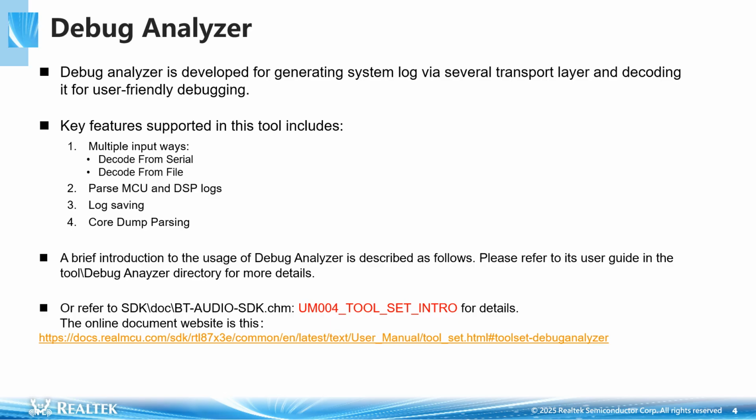A brief introduction to the usage of the Debug Analyzer is provided here. For more detailed information, please refer to the user guide located in the Debug Analyzer directory within the tool folder. Alternatively, you may consult the documentation available in the SDK directory, under Doc, in the file named btaudiosdk.chm, specifically, refer to the section titled UM004 Tool Set Intro for further details. The online document website is shown in the figure.